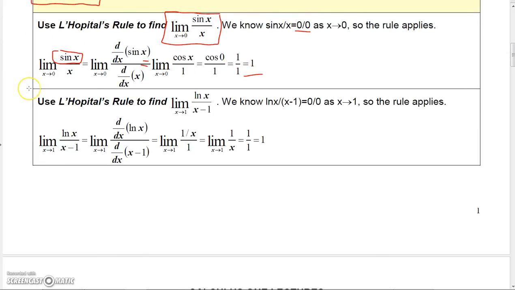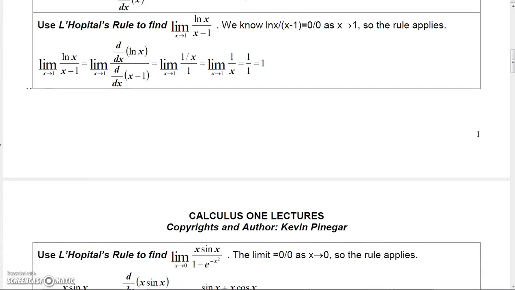So that was much easier than that squeeze theorem that we used earlier. Here's another example, the limit of natural log of x over x minus 1. Well, the natural log as x approaches 1. The natural log of 1 is 0, and 1 minus 1 is 0. So this has the appropriate form.